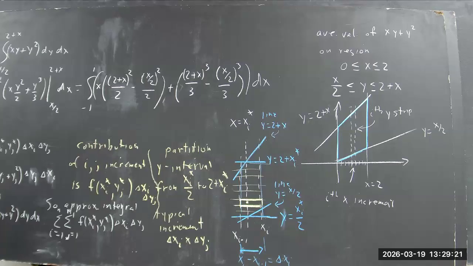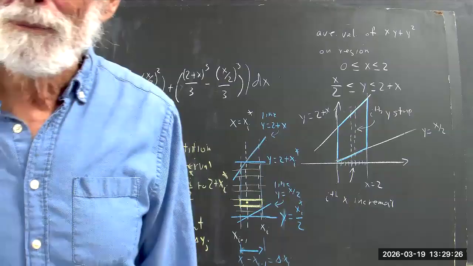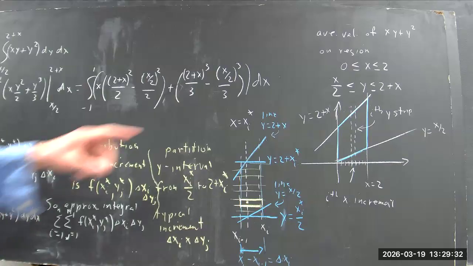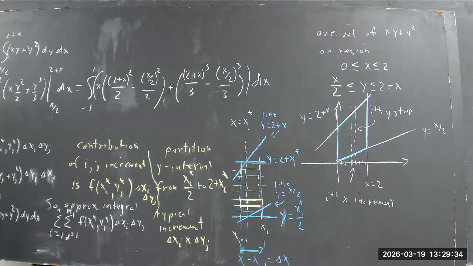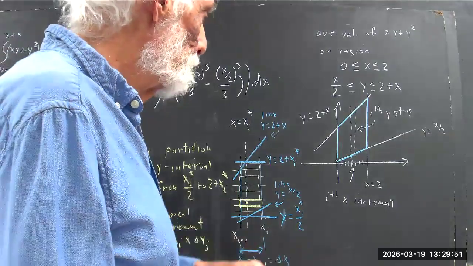Now, to get the average value, we also have to divide by the area of this thing. And you could just integrate 1 dy dx here, and you get the area. Okay? Or you can use the fact that it's a trapezoid. There's a formula for the variable trapezoid, just average the altitude multiplied by the width of the base. Okay.